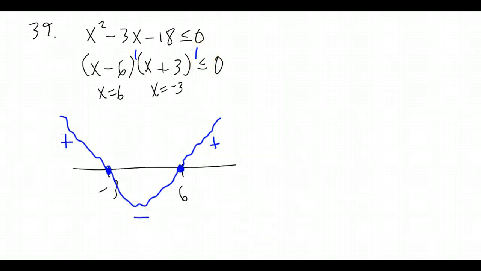This question asks us, when is this graph equal to 0 or smaller than 0? Well, in this middle interval for x, all those y values are negative. And so my final answer would be the interval from -3 to 6, and those are both inclusive. They include the points at -3 and 6, and that's my answer.